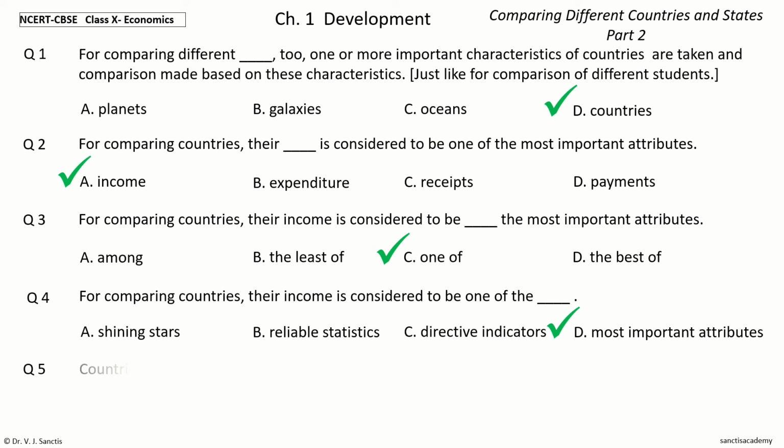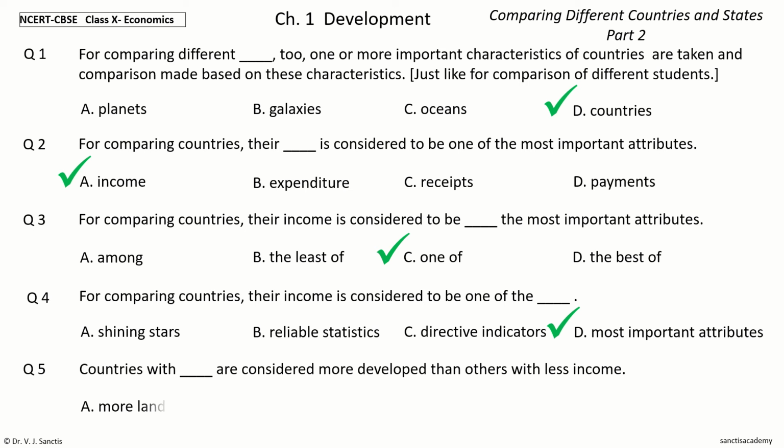Question 5. Countries with dash are considered more developed than others with less income. The options are more land, higher income, larger wealth, more water resources. Your time to choose. And the answer is higher income. So, countries with higher income are considered more developed than others with less income.